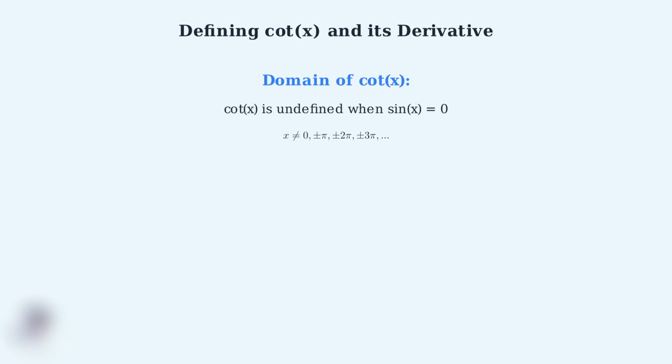Now, it's important to understand where the cotangent function is defined. Since cotangent involves sine in the denominator, we need to be careful about where sine equals 0. The cotangent function is undefined whenever sine of x equals 0. This happens at x equals 0, plus or minus pi, plus or minus 2 pi, and so on. In general, we can say that cotangent is undefined at x equals n pi, where n is any integer.